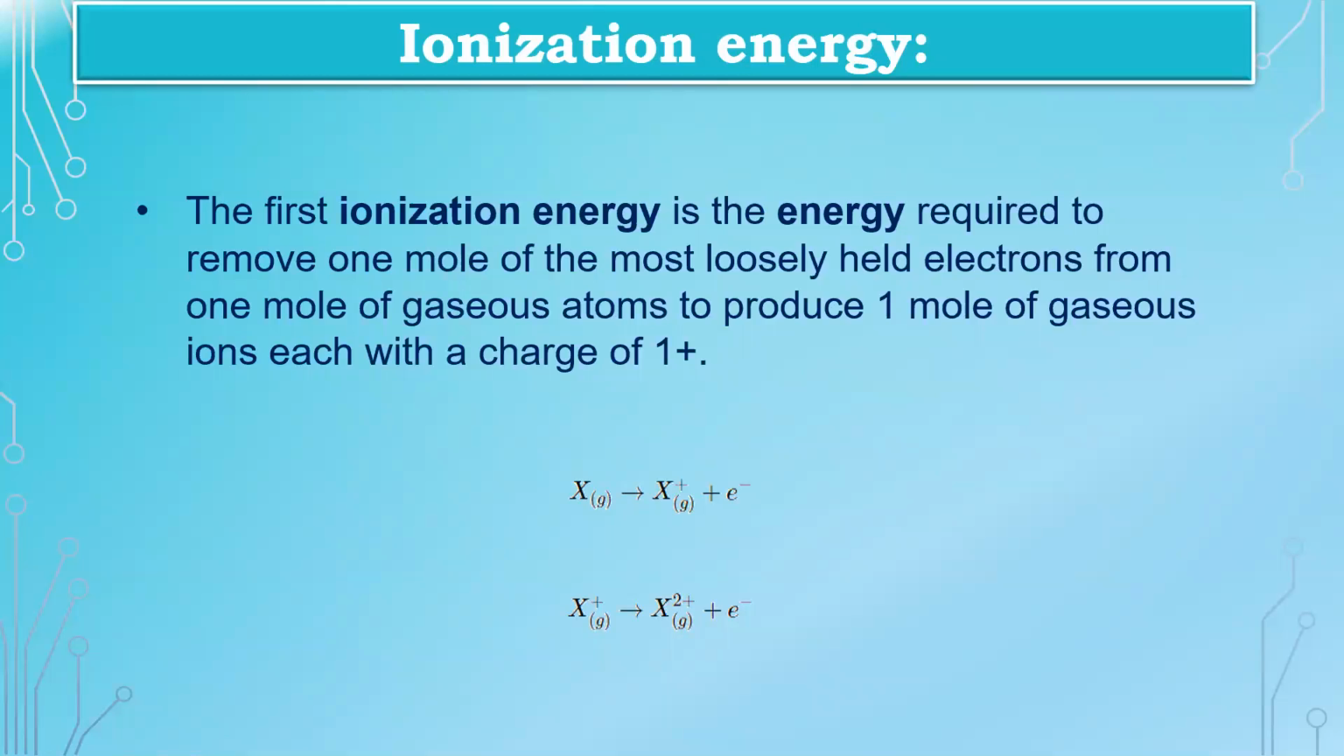So, these terms: ionization energy, electron gain enthalpy, electronegativity. We need to understand these properties of the elements. How do they differ? First comes ionization energy. So what is ionization energy?